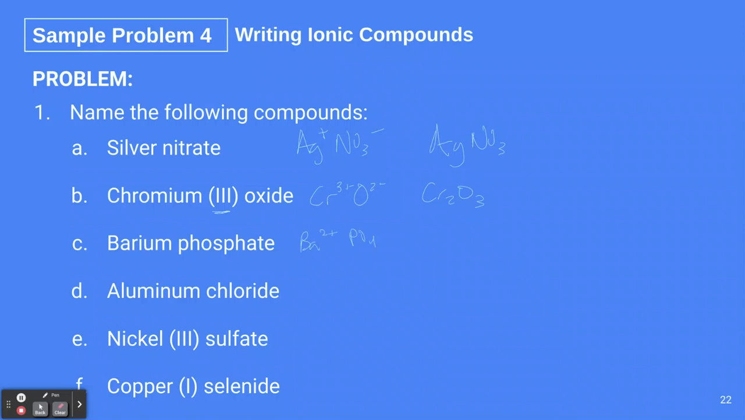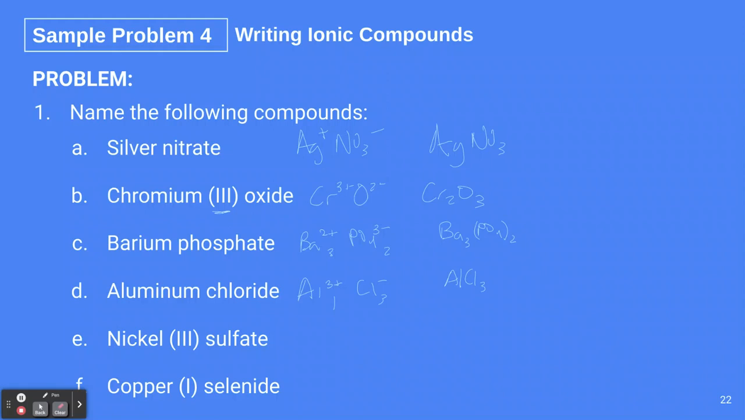Barium phosphate. So we've got barium has a 2 plus charge. Phosphate has a minus 3 charge. Our common number here again is 6. So we're going to need 3 of those bariums and 2 of those phosphates. So barium 3, phosphate 2. The next one, aluminum chloride. Aluminum has a positive 3 charge. Our chloride has a minus 1 charge. So we're going to need 3 of those chlorides and 1 of those aluminums. So AlCl3 like that.